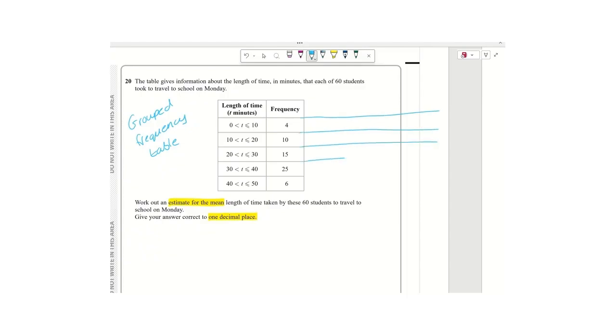So the first thing I'm going to do is add some more columns onto my table. And the first column I'm going to add on is the midpoint. And the midpoint is the middle of those two numbers. So halfway between 0 and 10 is 5. And then halfway between 10 and 20 is 15. Halfway between 20 and 30 is 25. Halfway between 30 and 40 is 35. And halfway between 40 and 50 is 45.